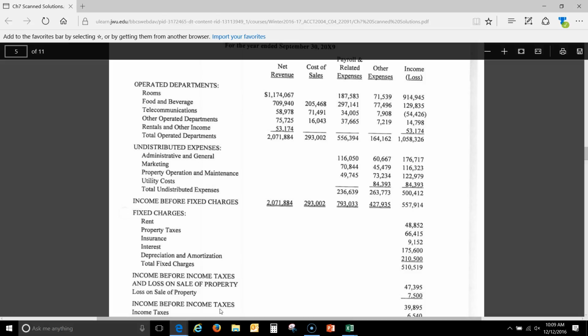Internal short form. If you had to convert this long form to a short form, what numbers would you see up under the operated departments? Got to think about what you're seeing. You just blow right by it. Don't really think about what you're looking at.